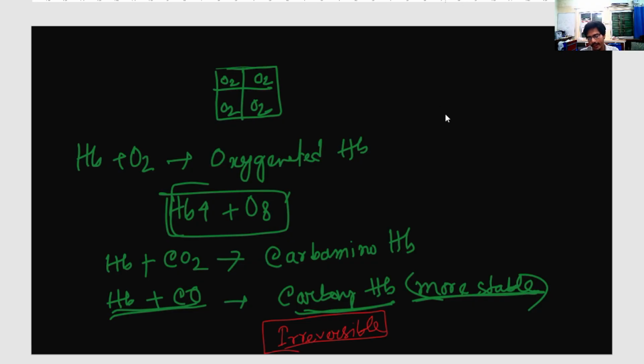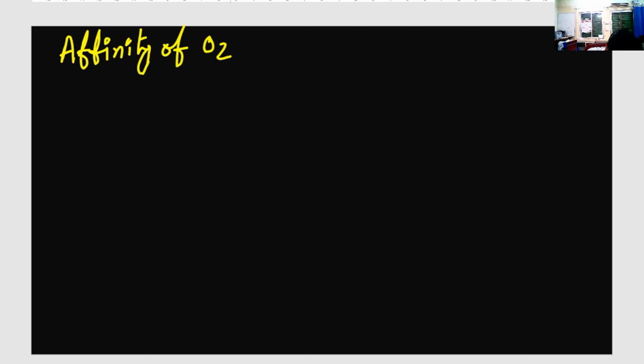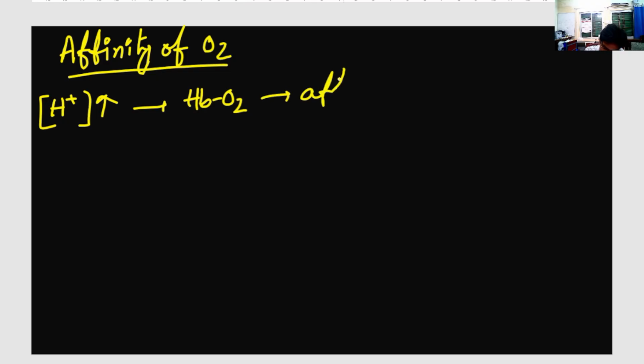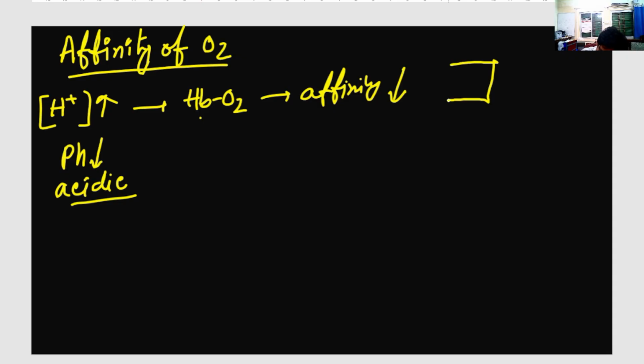Now the affinity of oxygen can change with pH changes. So let's write down the different affinities. Affinity of O2: if hydrogen ion concentration is increased, then HbO2 affinity will be decreased. Hydrogen ion concentration increase means pH is decreased, which means the environment is more acidic. So in an acidic environment, oxygen affinity is decreased. That means if we take that block O2, O2, O2, the affinity decreases, so O2 gets released or does not bind to that region.